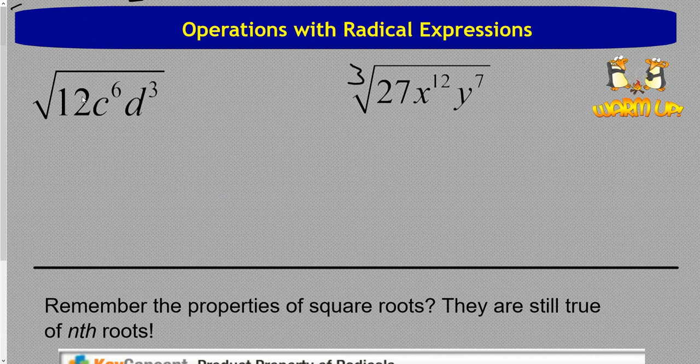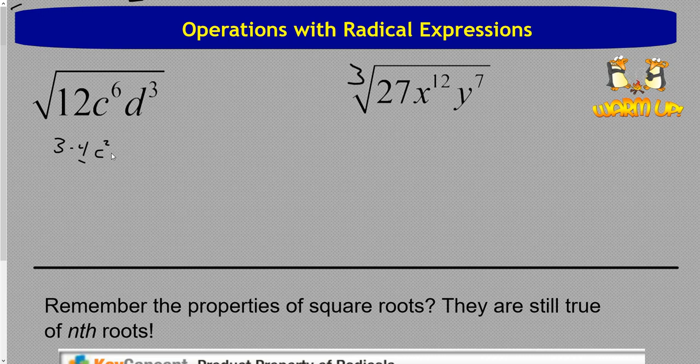We want to factor this in a way that we can get perfect squares. So I'm thinking about the factors of 12, and I'm looking for perfect squares. Factors of 12 are 1 and 12, 2 and 6. None of those are perfect squares. Or 3 and 4. And 4 is a perfect square. C to the 6th, I'm going to factor all of the variables into pairs, as many pairs as I can get. So if I factor out a c squared, what's left?